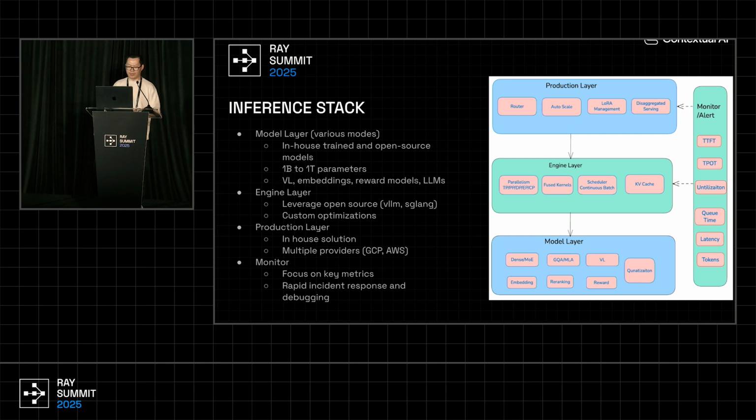On the engine layer, that is the open source area, like vLLM or SGLang. But sometimes open source cannot solve all the problems, so we need custom optimization. For example, for the reranker, we have our own custom logits processor there. And if needed, for some models, we write our own kernel.